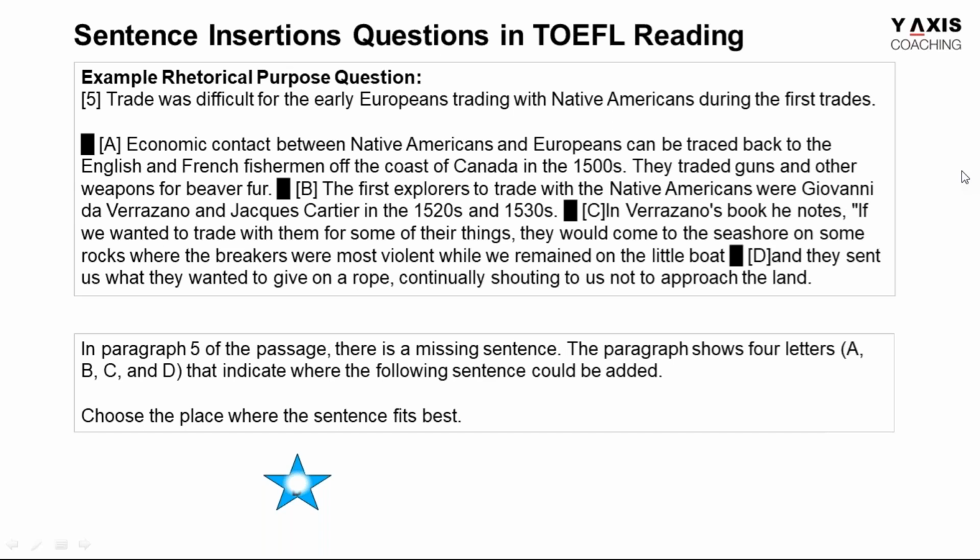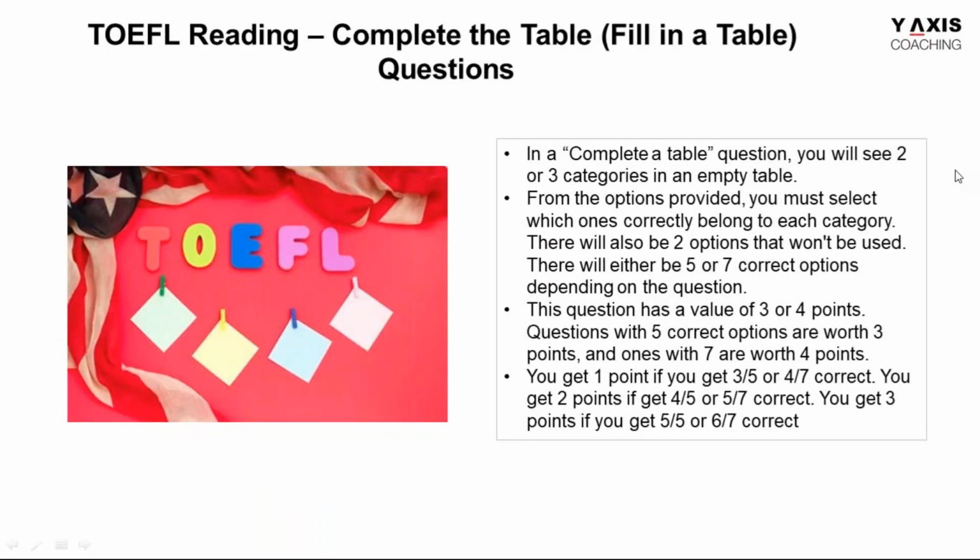Along with this, now we will be understanding about the table completion question type. So coming to the table completion, this question will expect you to complete the table by choosing the right option choices according to the rows and columns provided there. There will always be more options given to us than the required options.